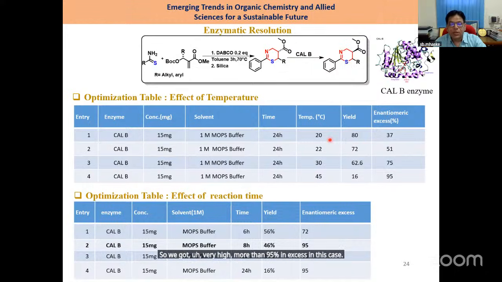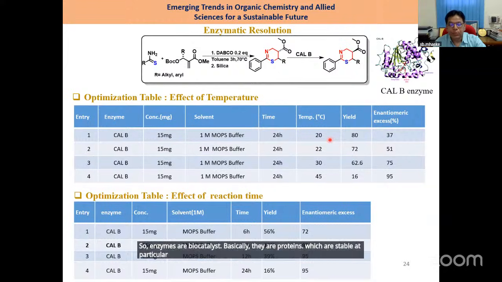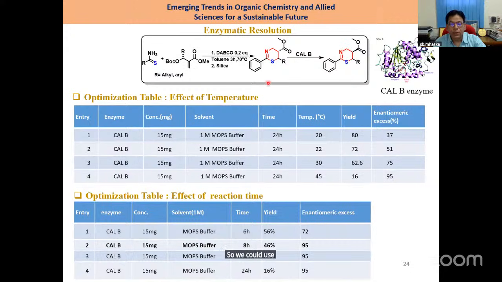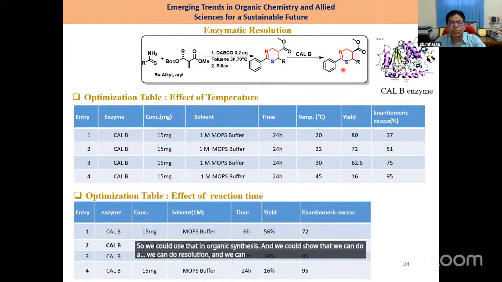So enzymes are biocatalysts. Basically, they are proteins which are stable up to a particular temperature, and in particular buffer conditions. So we could use that in organic synthesis, and we could show that we can do resolution, and we can get both the isomers of this thiazine moiety.